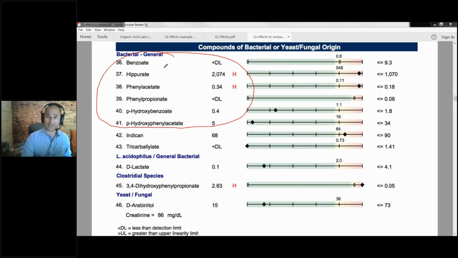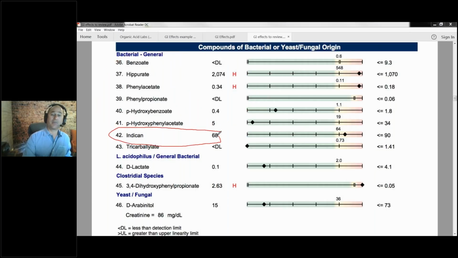It doesn't really tell you that. I've never heard this in a ton of different classes until a few years ago. So, you can really misread this. Benzoate, hippurate, phenolactate, phenylpropionate, parahydroxybenzoate, all these markers here are looking at the commensal bacteria. So if these markers are high, that's not necessarily a bad thing because they're tracking commensal bacteria.